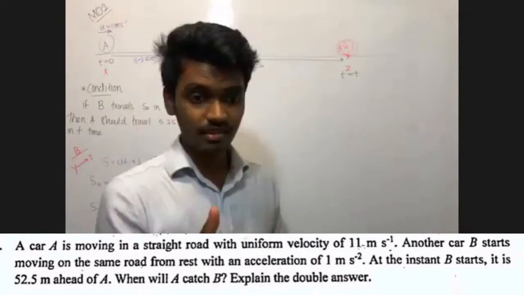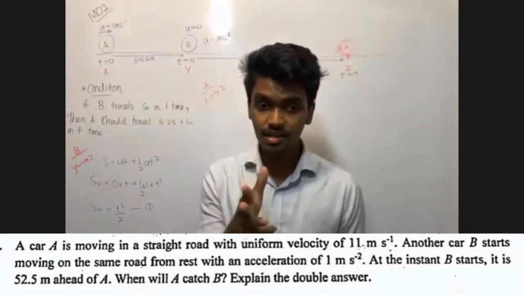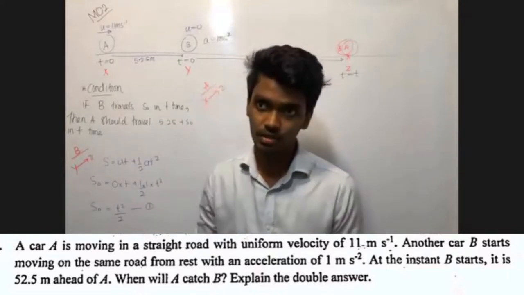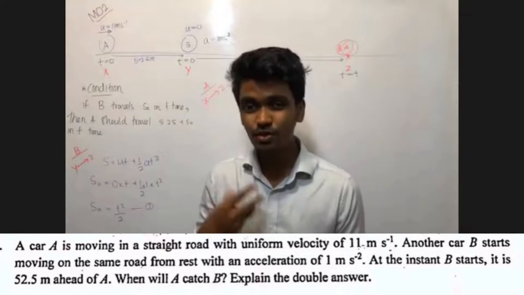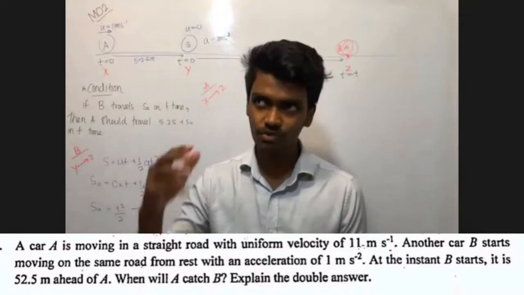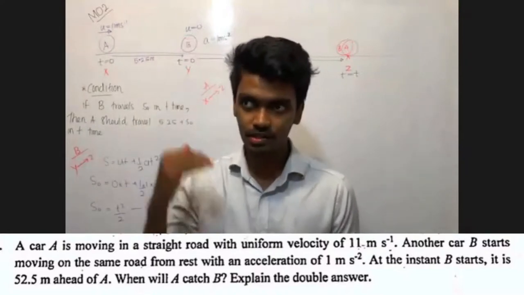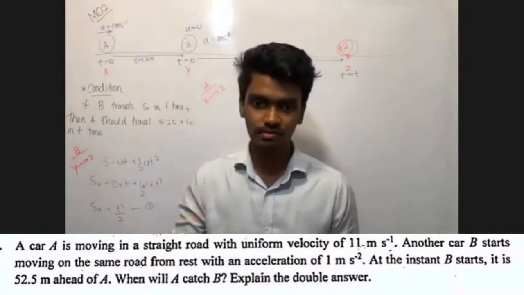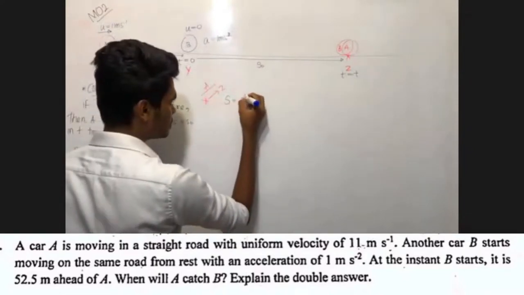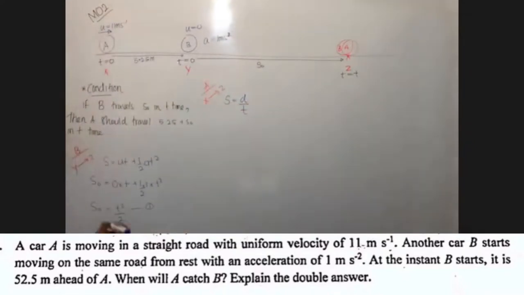They have mentioned that car A is moving on a straight road with uniform velocity. It is moving with a uniform velocity, so you can't apply the linear motion equations, which means the four equations that we learned, S equals UT plus half AT squared and those kinds of equations. You have to apply only speed equals distance divided by time taken.